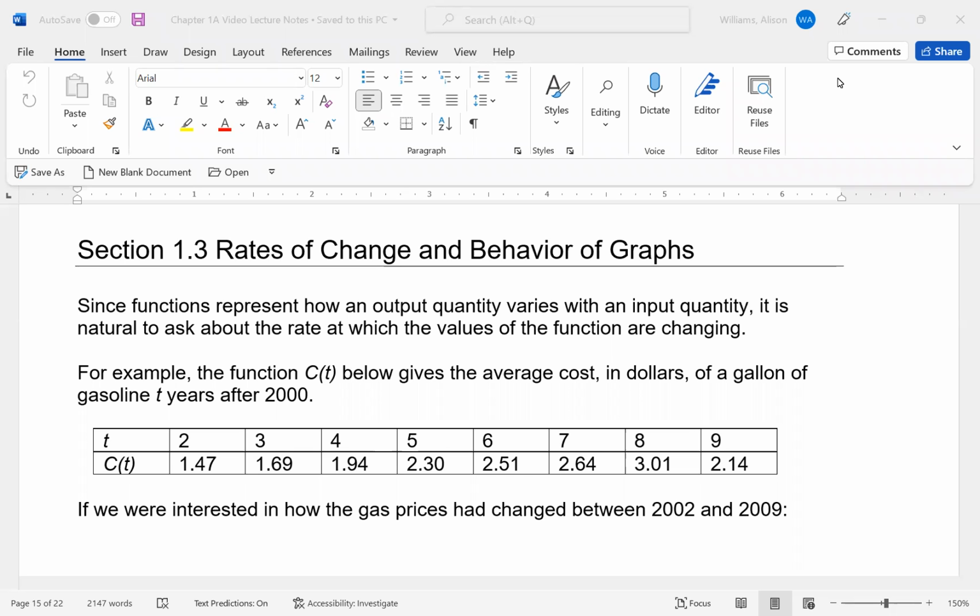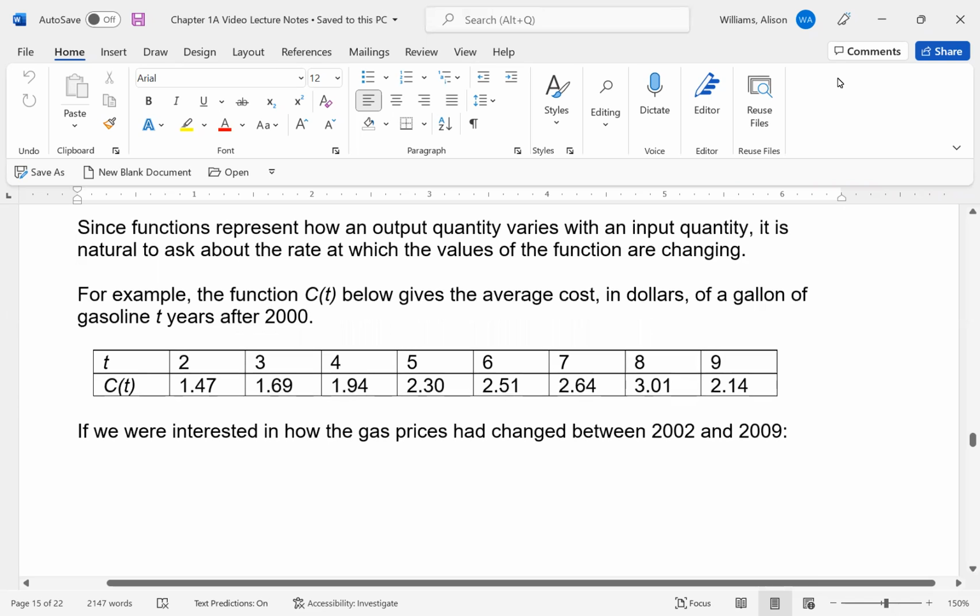In this video, we're going to talk about rates of change, and then we'll save graphs for the next video, but we're going to focus in on rates of change. So to discuss that, we want to consider an example like below, where C of T represents the average cost in dollars of a gallon of gasoline, and that's T years after 2000.